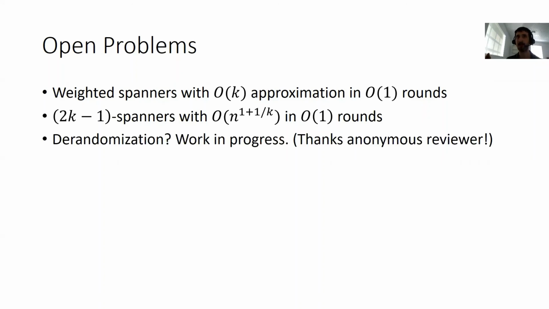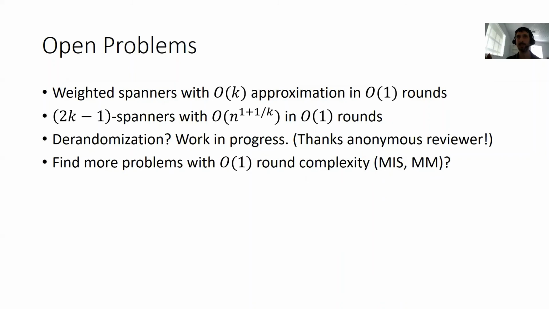Thirdly, our algorithm is randomized. Can we de-randomize it? Actually, thanks to a suggestion by an anonymous reviewer, there is a very promising and simple way to do so, and we're currently looking into the details of that. And finally, one hopes to find more problems with order of one round complexity in the congested clique, and namely MIS and maximal matchings would be great problems to add to that list.